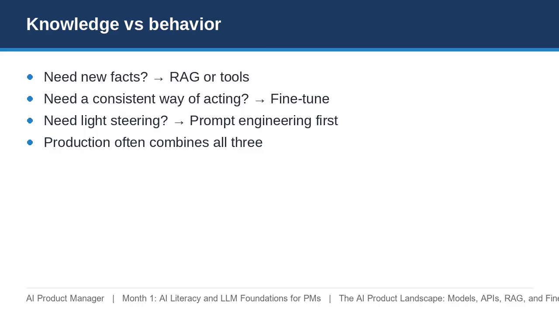Here's the mental model that cuts through the confusion. If you need the model to know new facts, use RAG. If you need it to behave a certain way, fine-tune. If you just need a little steering, prompt engineering is free and instant, always try it first. Real production systems frequently combine a hosted API, RAG, and prompting, adding fine-tuning only when prompting plateaus.